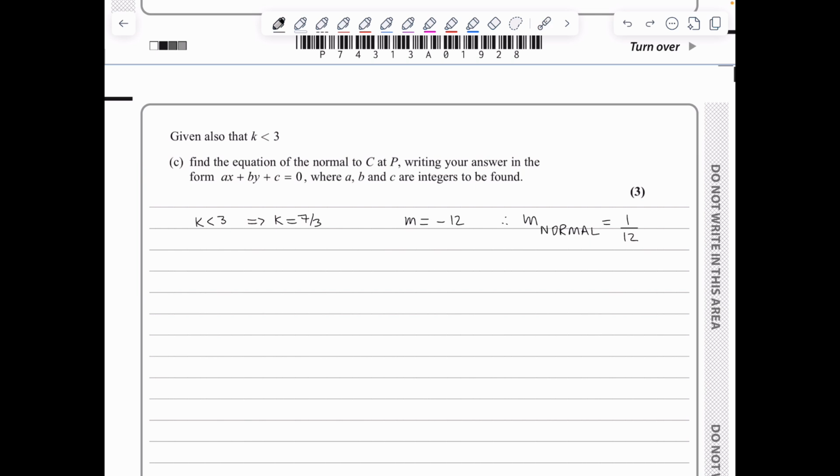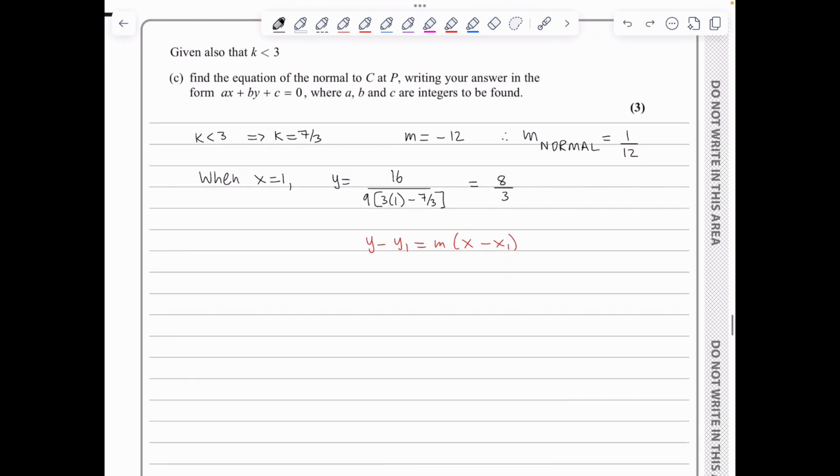I will proceed to substitute x = 1 into the expression for y to get the y coordinate of the point. So we're looking at y = 16/9 times (3 times 1 minus 7/3), which is the value of k. This gives an answer of 8/3. And using y - y1 = m(x - x1), we've got y - 8/3 = 1/12 times (x - 1).